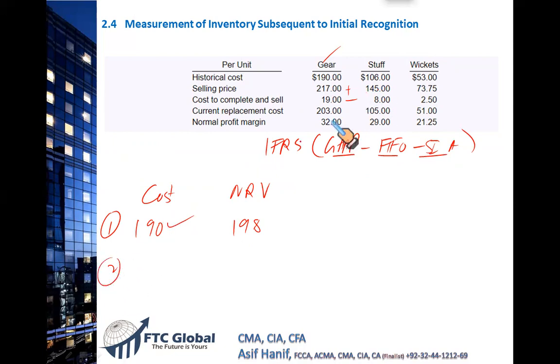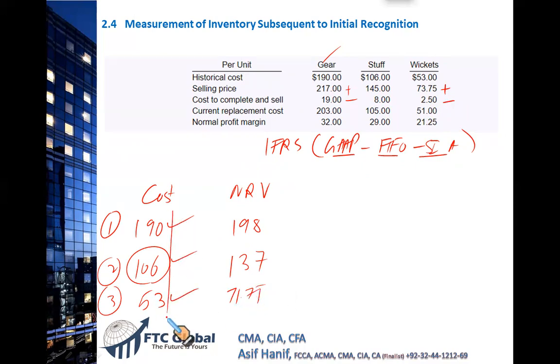In the second question, when the cost is 106, NRV is 145 less 8. Still your NRV is higher, so you keep your inventory at cost. And in the third case, where the cost is 53, NRV is the final selling price minus cost to complete and sell. Still your NRV is higher, cost is low. In all these cases, costs were lower than the NRV, so we will keep the items at cost. This method, cost versus NRV, is applicable on all valuation methods under IFRS and, except LIFO and retail method, all methods under the US GAAP.